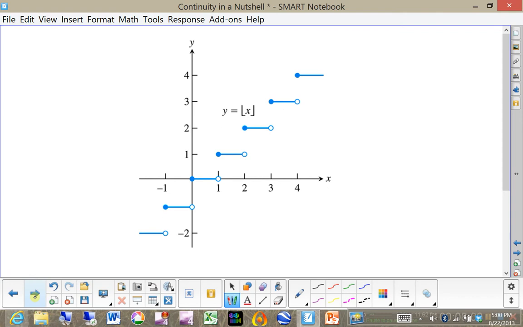This function is one you may have seen back in college algebra. This is called the greatest integer function.